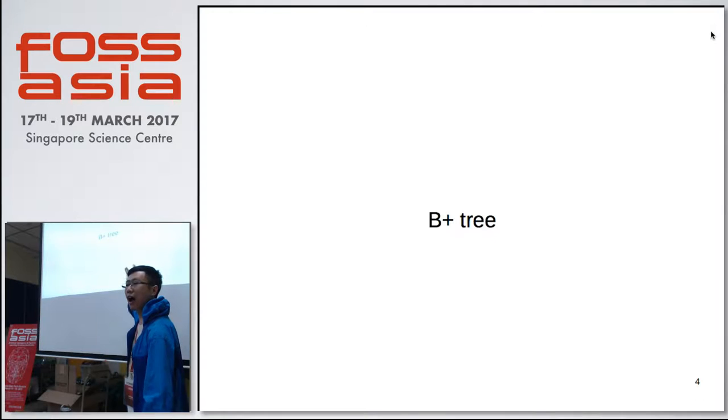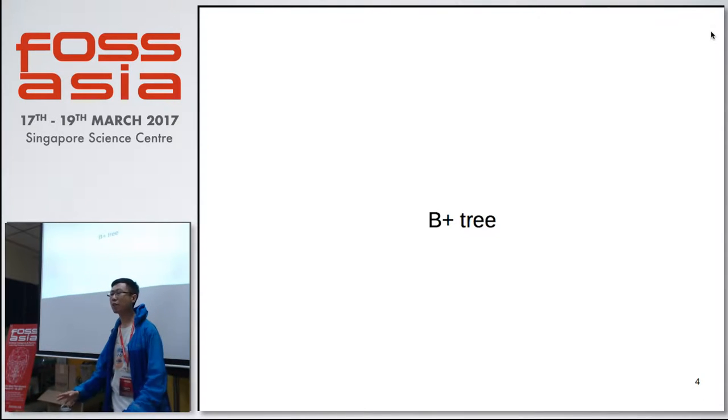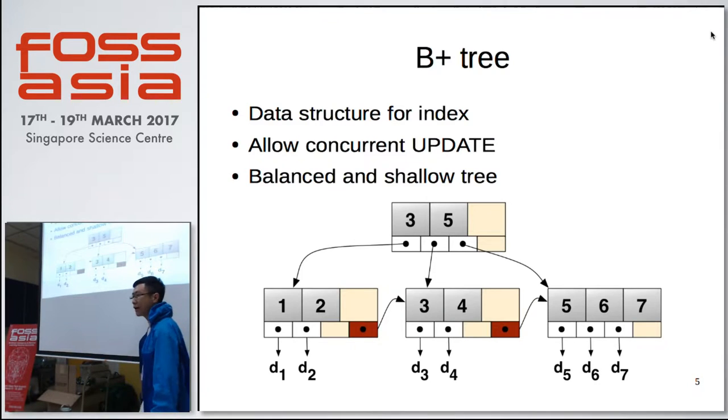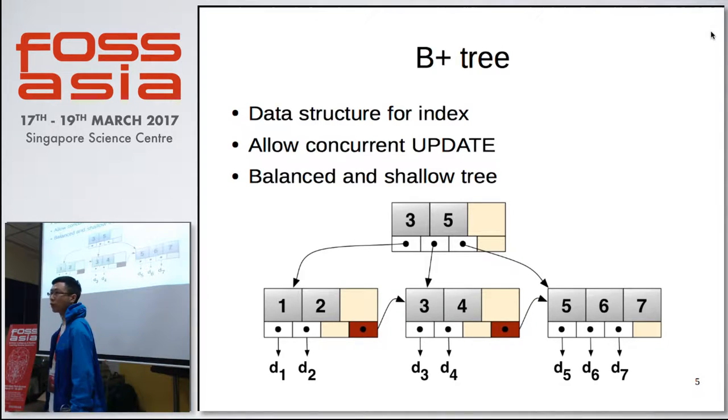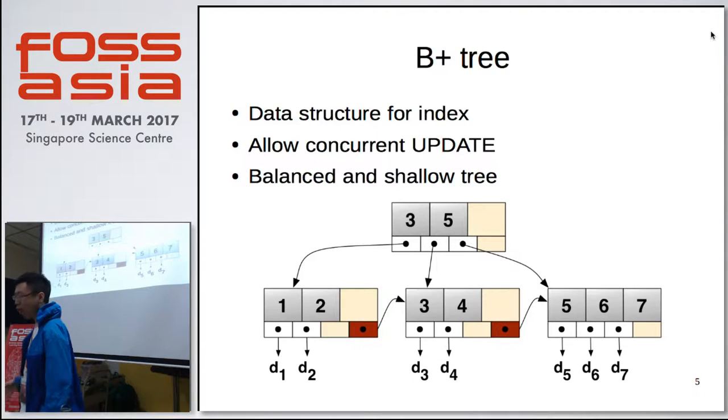B+ tree. I want to ask, how many people haven't heard about this word? One only. Not that. B+ tree. Before I go deep into the structure of Postgres and MariaDB, I want everyone to remember the B-tree first. B-tree is a data structure of every modern relational database.